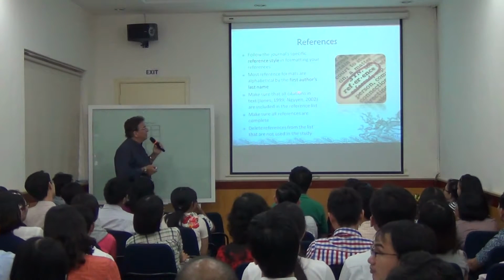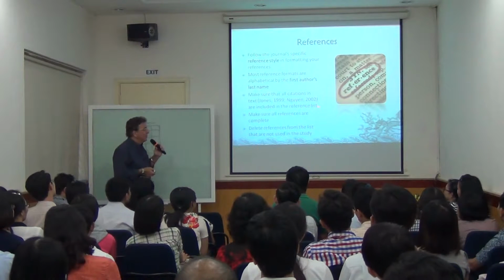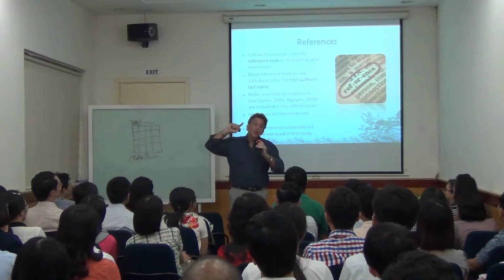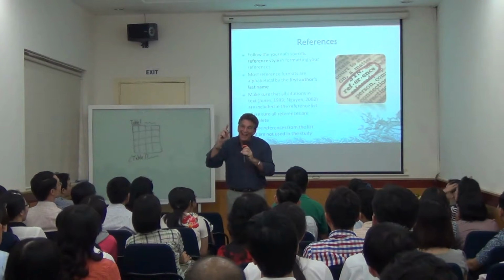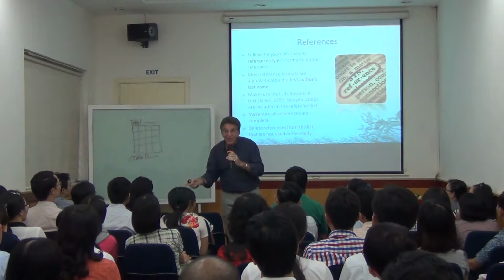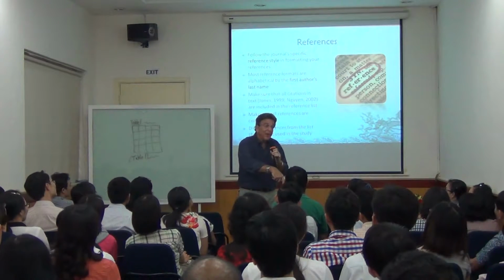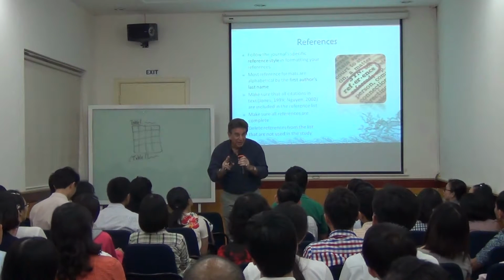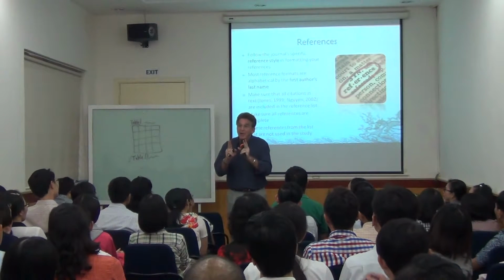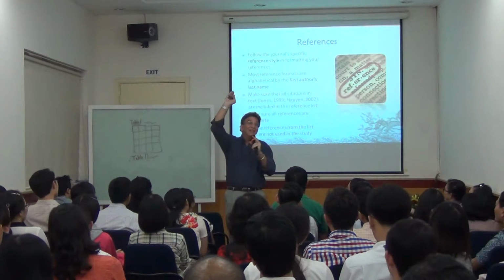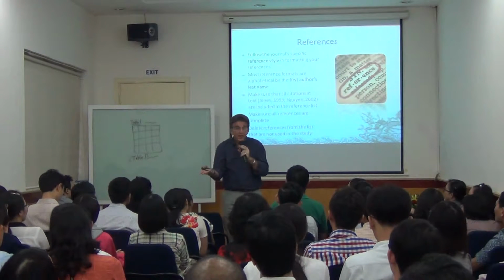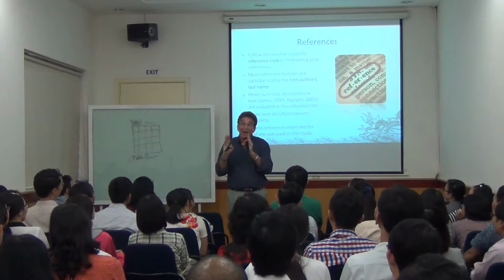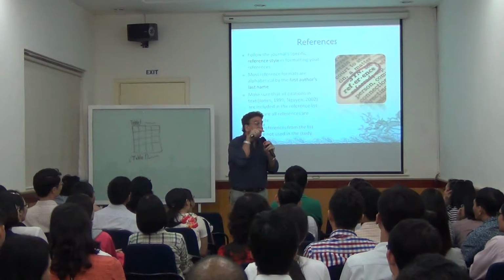So, all citations in the text must be in the reference list at the end of the paper. And don't include any citations in the reference list that were not cited in the paper. Your reference list is not a bibliography. The difference is a bibliography is a general list of references about your topic. But in a journal article, your reference list is comprised only of the papers that you actually cited.